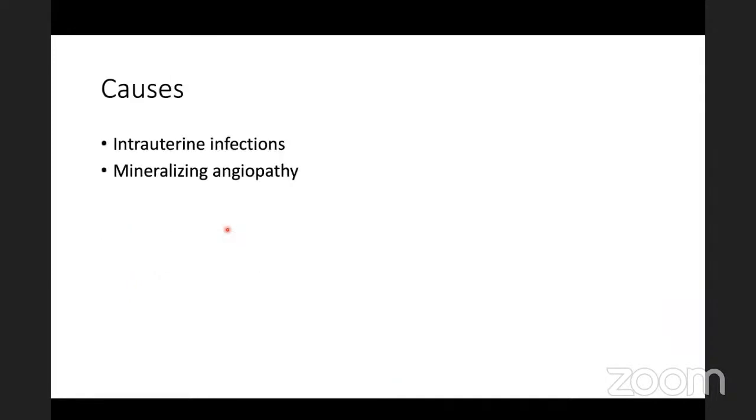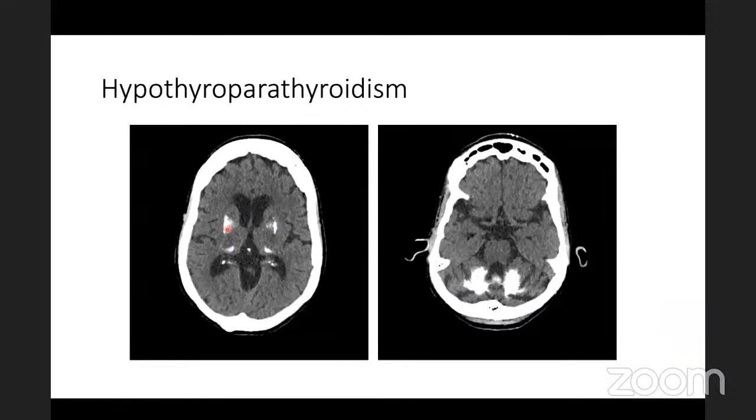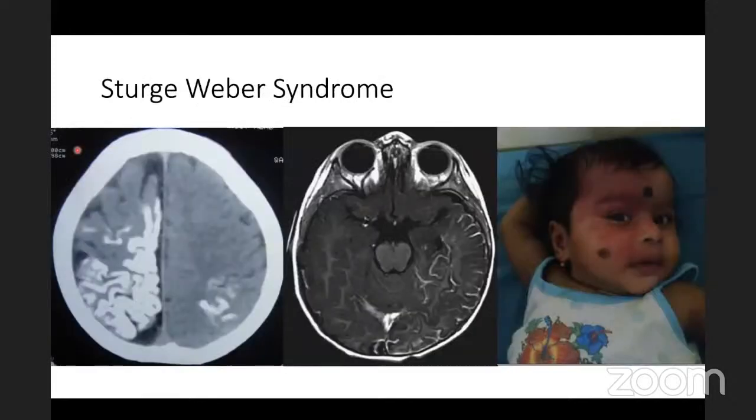I've already shown you in the course of my presentation 2 important causes of brain calcifications on CT: intrauterine infections and mineralizing angiopathy. In addition to that, you should remember there are certain endocrine, neurocutaneous, and neurodegenerative disorders. So this is hypoparathyroidism. This was a girl with pseudohypoparathyroidism, right? She can have multiple thalamus, basal ganglia, as well as cerebellar calcifications. In severe cases, it can exist even in the cortical-subcortical junction as well. So this is a very glaring sign which is seen in hypoparathyroidism, right?